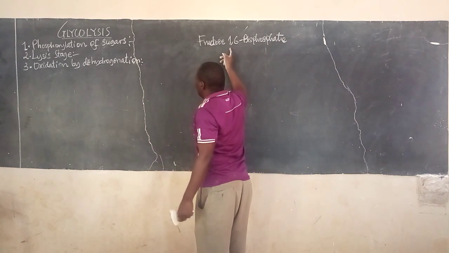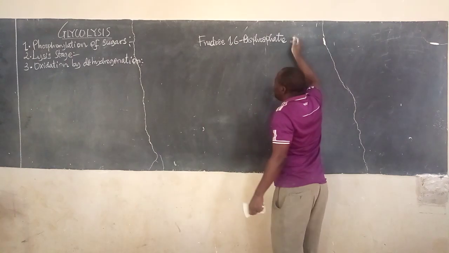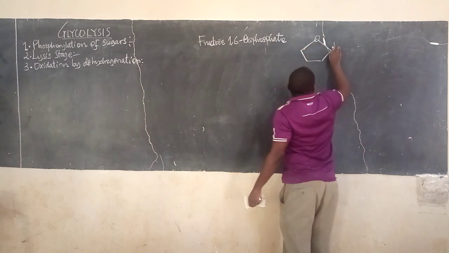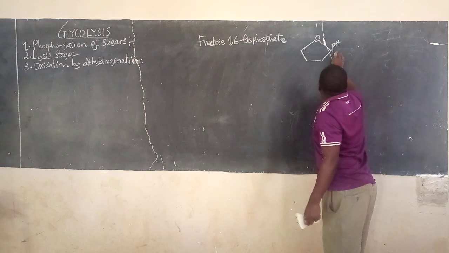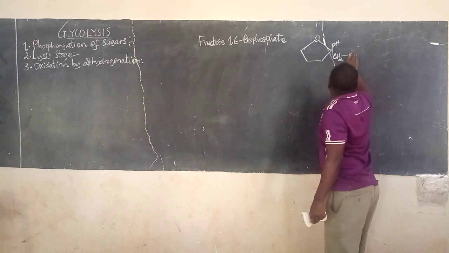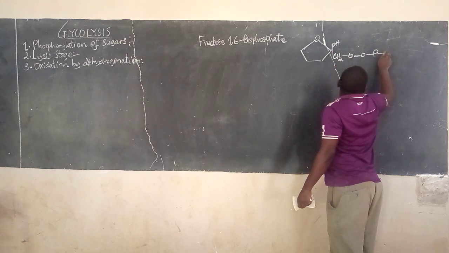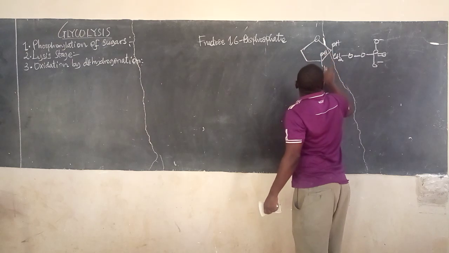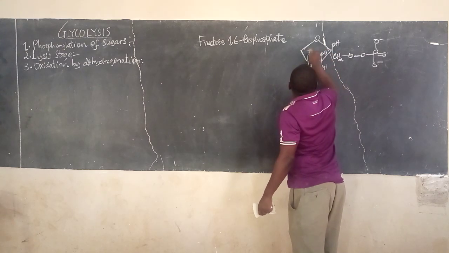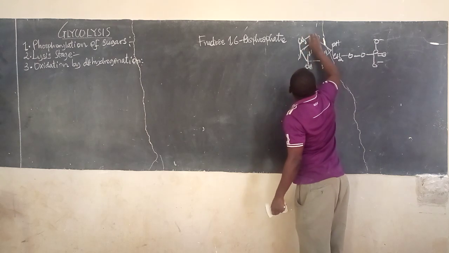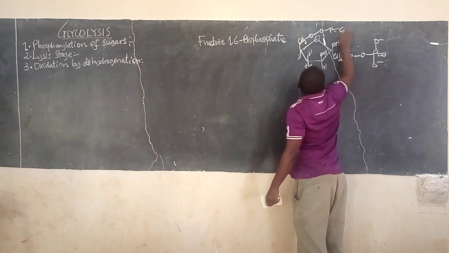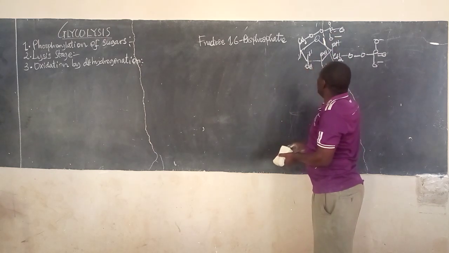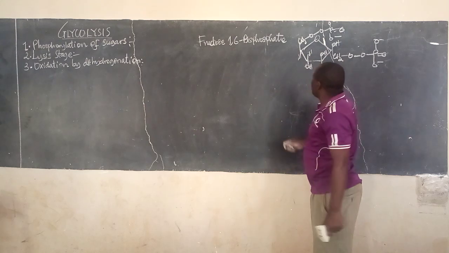Then from this point, the organic structure is written like this: CH2, oxygen, phosphate, double bond, oxygen negative, here OH inside, hydrogen, OH outside, hydrogen here, CH2, oxygen, phosphate, double bond, oxygen negative. This is our fructose 1,6-bisphosphate.